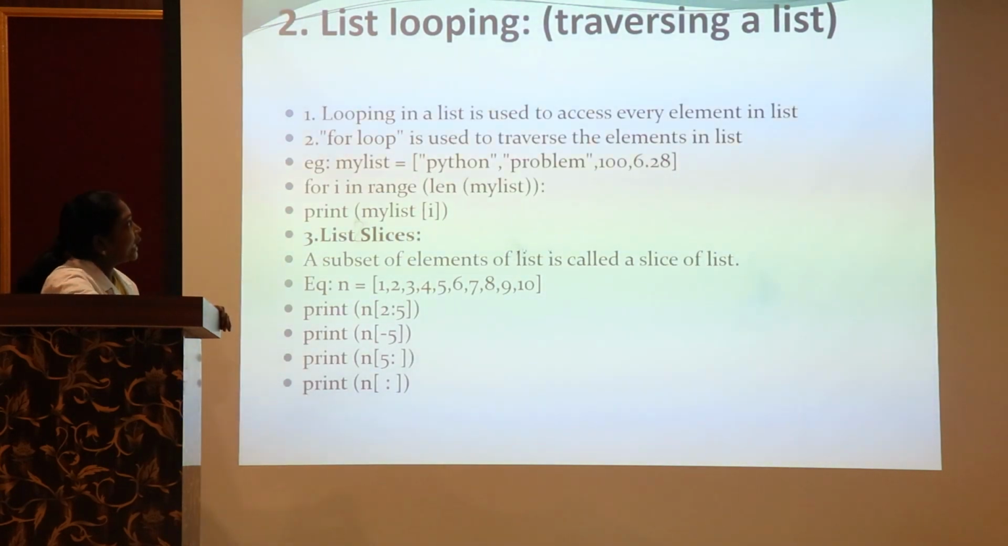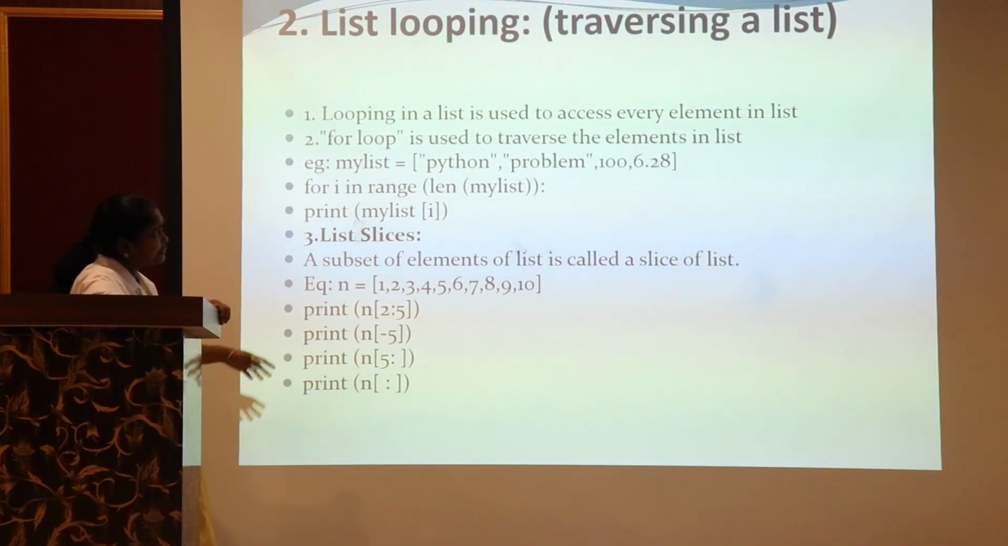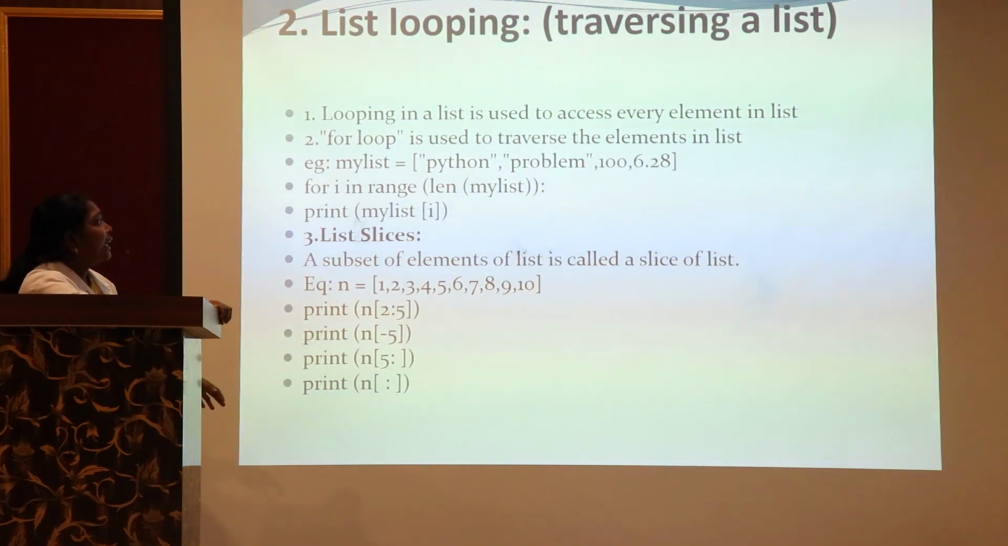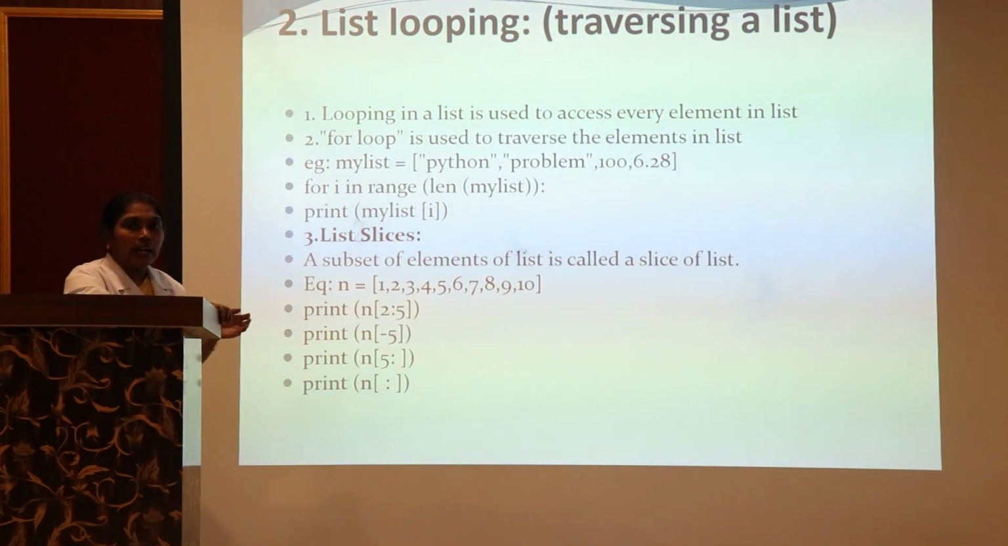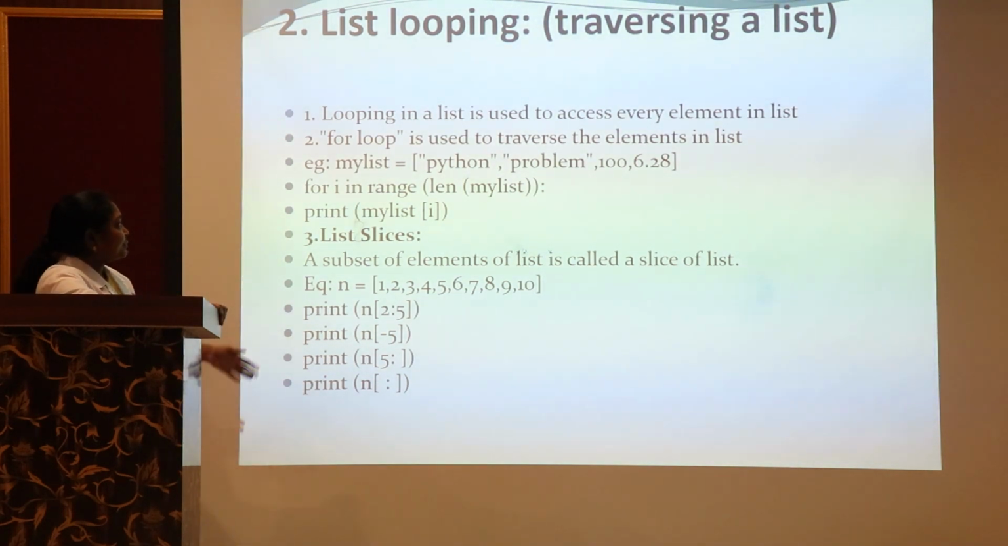So the next one is list looping. Looping is the traversing of the list, which is used to access the elements in the list. For example, you can use a for loop. As I already told you, a list can contain floating points or any other data types and values.